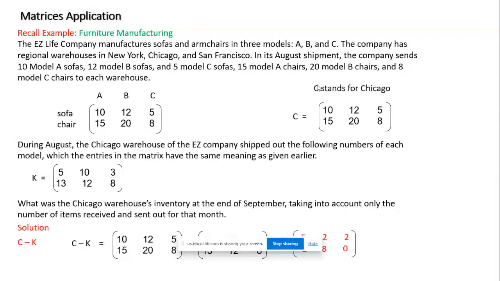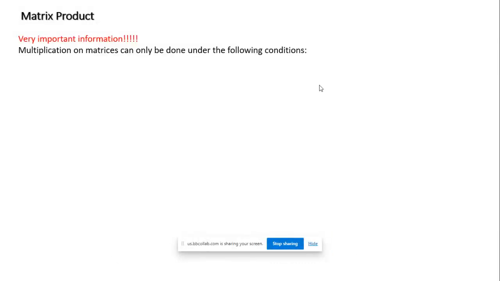Okay, so again, we can answer what was Chicago's inventory? Well, we took out everything that got shipped out. Okay.